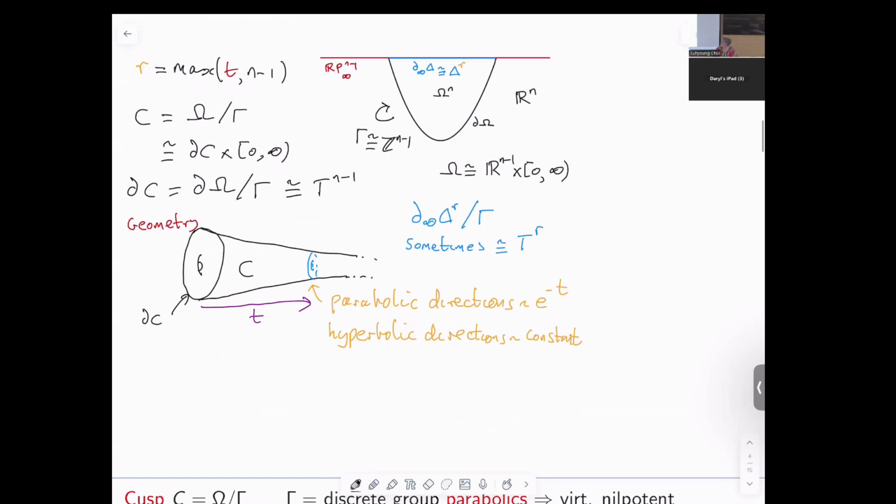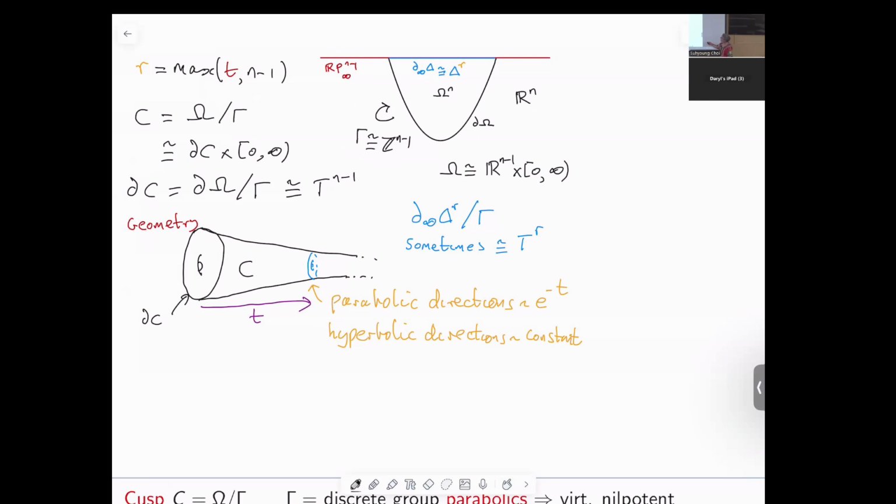The general situation is the following. If you have a generalized cusp, this is some properly convex domain in affine space. It's a set of points lying above a hypersurface that's strictly convex. It meets a projective plane at infinity in some simplex of dimension r, where r is the rank.